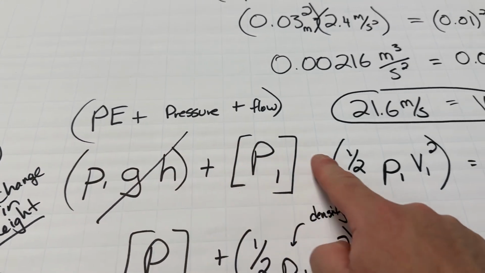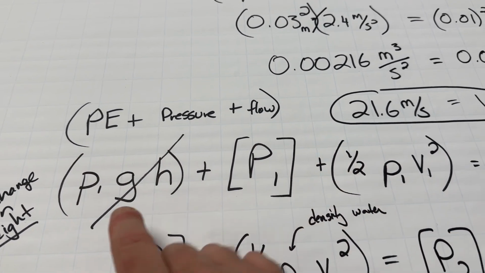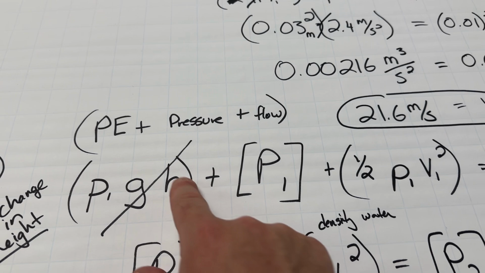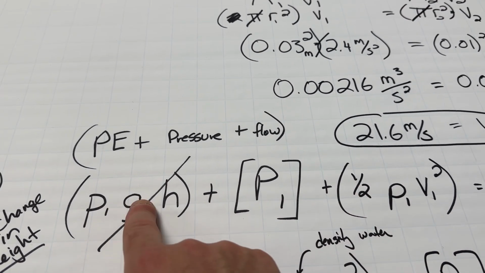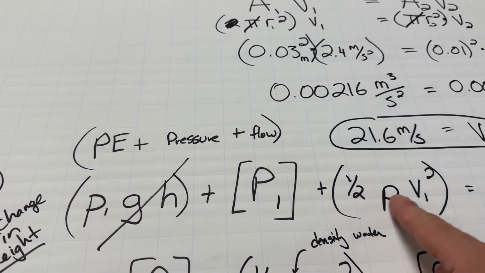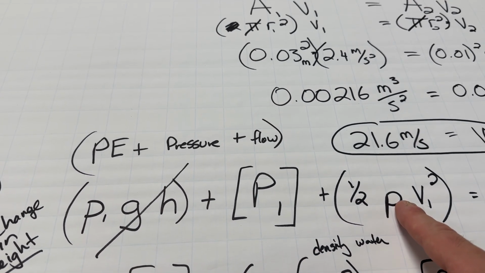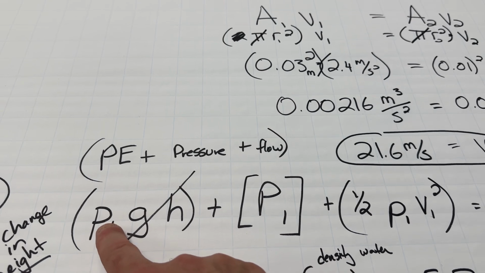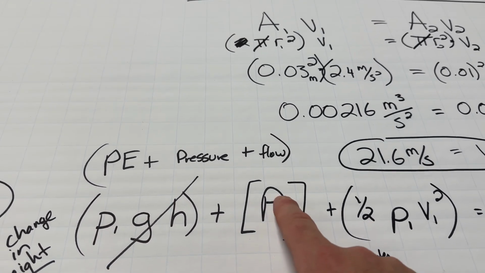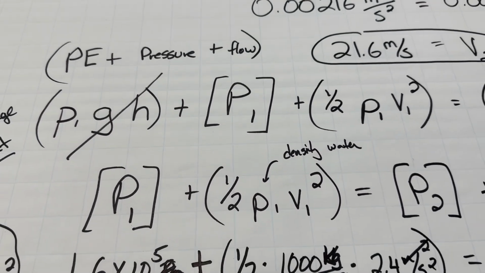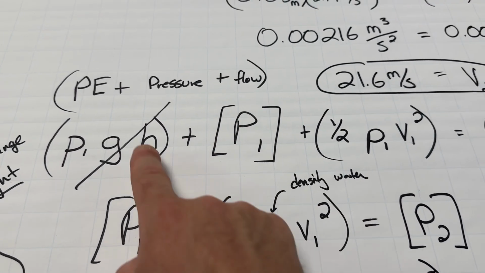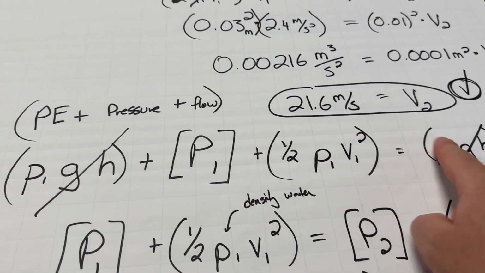So now we have Bernoulli's principle, okay? Sort of like we have the energy of the system. Remember, this has a similarity to potential energy. This has a similarity to kinetic energy, but instead of mass, we're using density. And what that allows us to do is to basically convert the units to pressure units. So we've got no change in height, so those are canceled out.